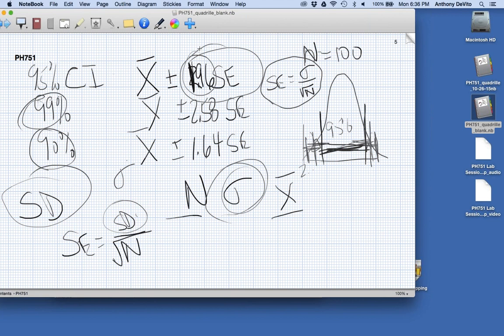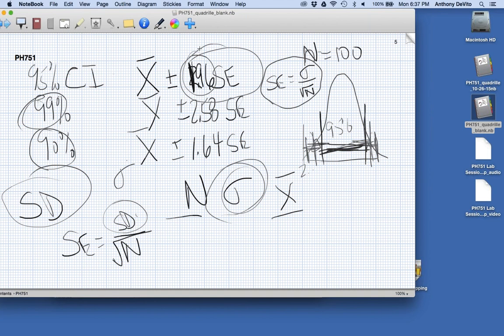So just like we did before, what did we do in order to increase the certainty that we're going to capture the sample mean? We made the confidence interval wider, right? So we're going to do the same thing because we don't know the standard deviation of the population. Instead of 1.96 for a 95% confidence interval, we're going to use a bigger number. We're going to adjust for that added uncertainty by using a bigger number.